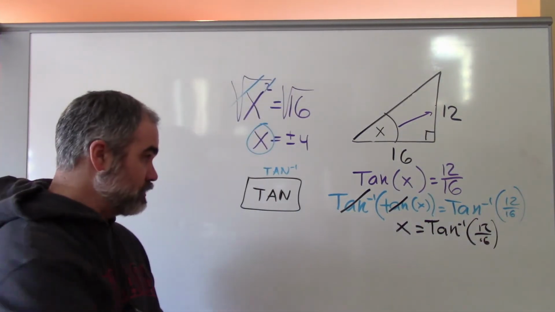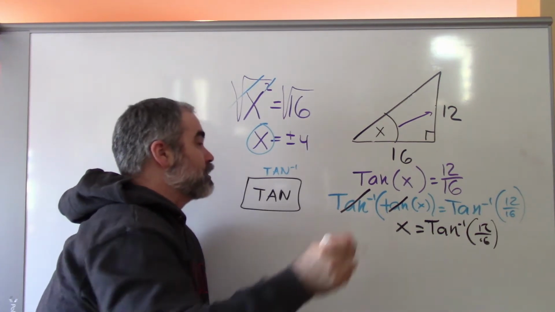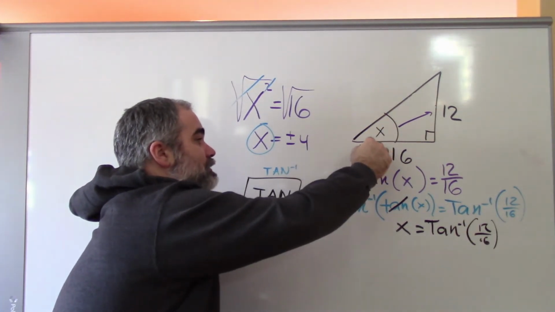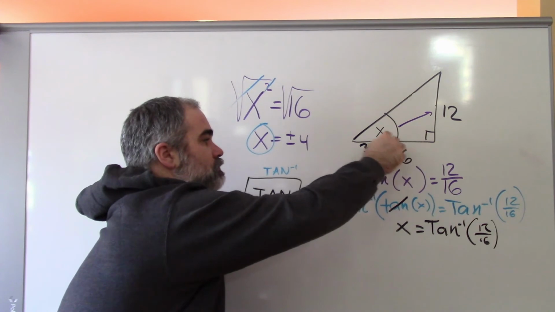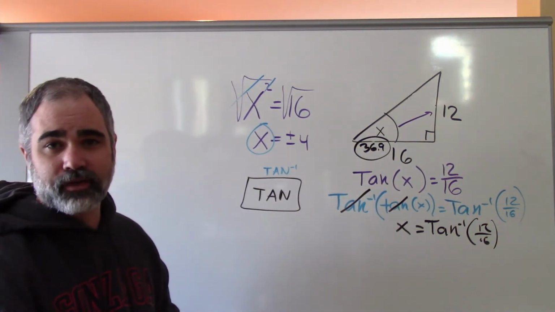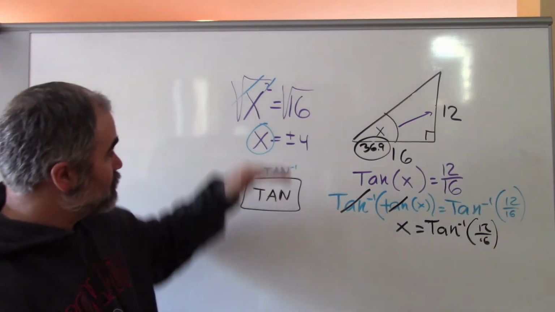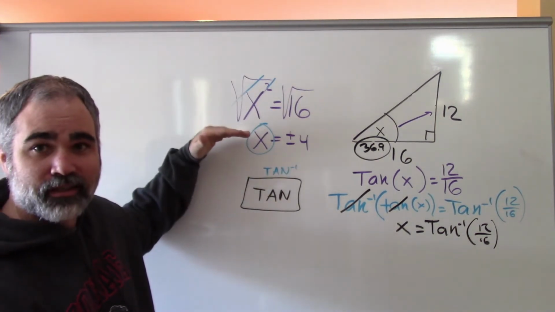And what that gave you is x, which was an angle. It was 36.9 degrees. Okay? 36.9 degrees. Now again, the reason that this works is because of this whole concept of an opposite.